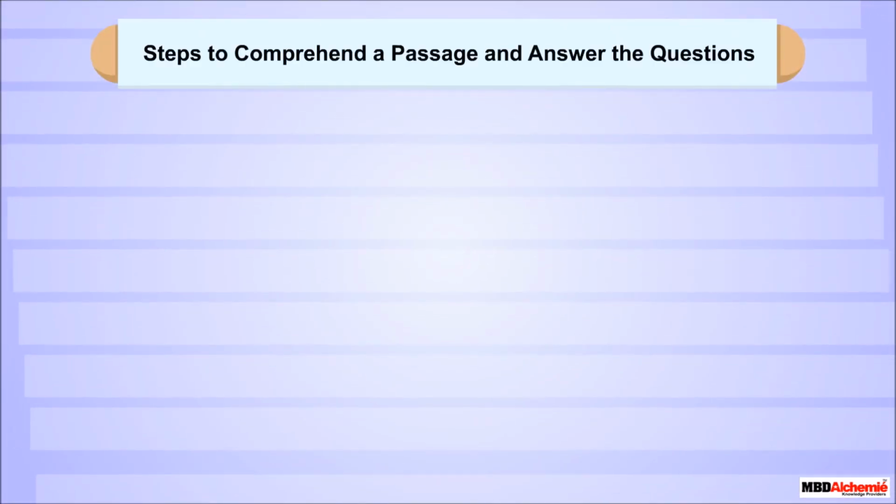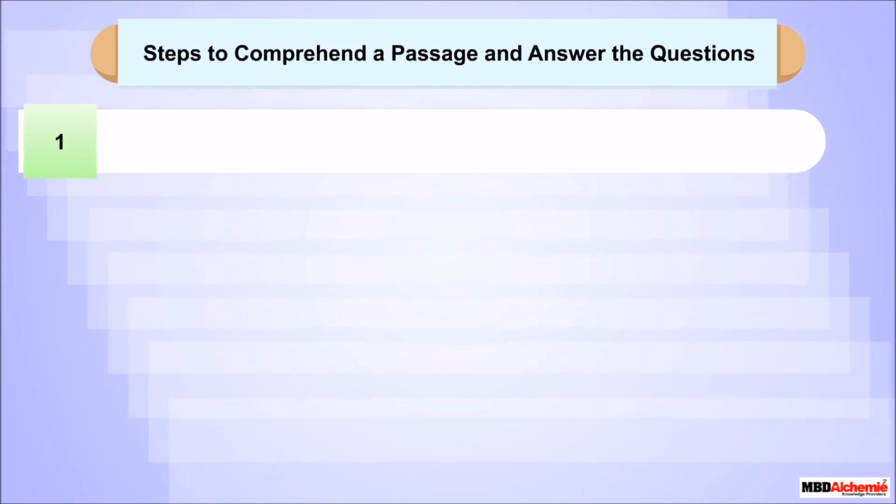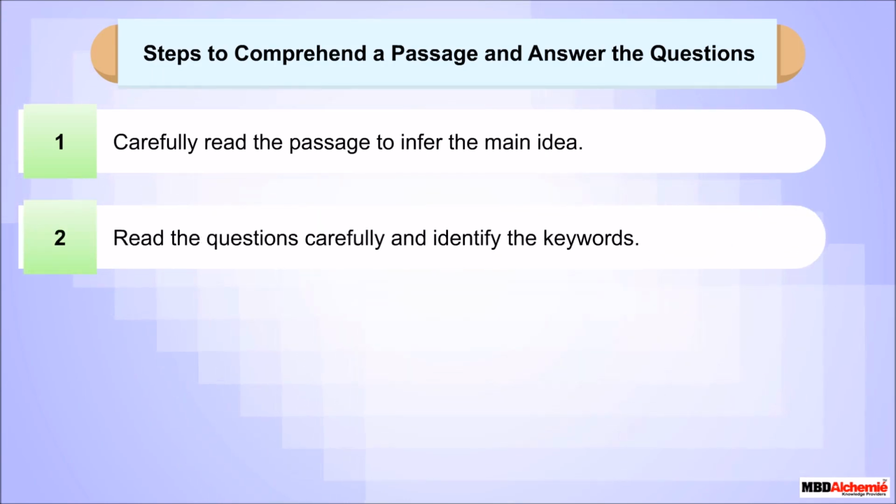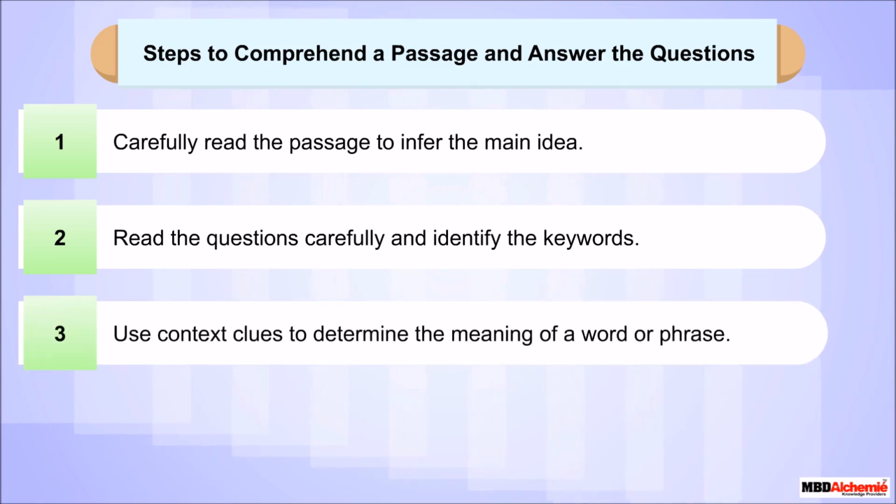Now let us recap the steps to be followed to comprehend the passage and answer the questions based on it. Carefully read the passage to infer the main idea and the technique or tone of the author. Read the questions carefully to determine what exactly each question is asking for. Also identify the keywords. Read 2 lines before and after the line or keywords on which a question is based. Use context clues to determine the meaning of a word or phrase.